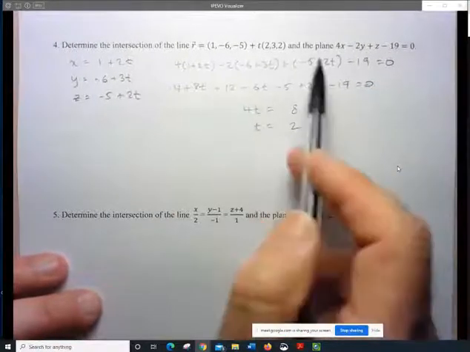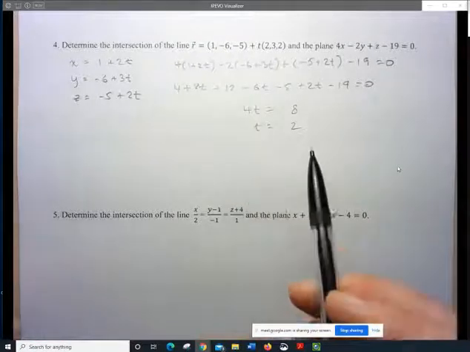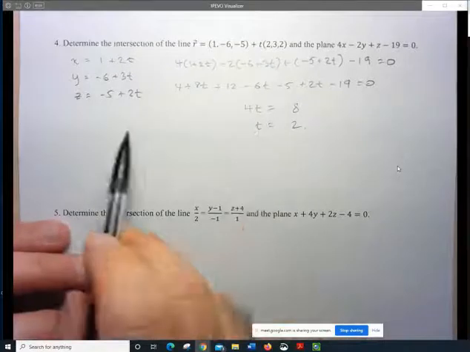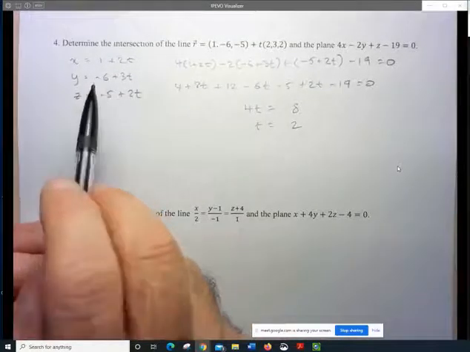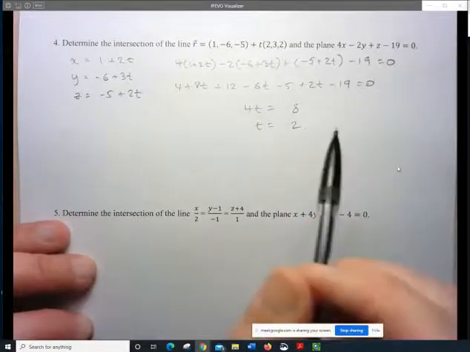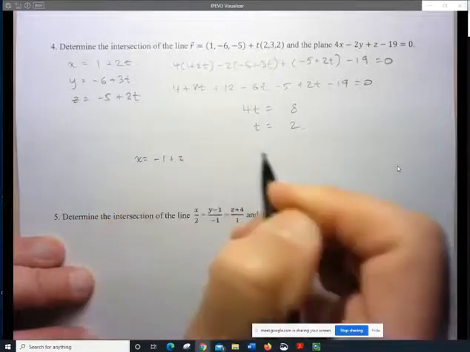So the fact that this equation has a single solution for t seems to indicate that there's one point of intersection. And of course, what am I going to do with this t equals 2? What's the easiest way to get my point now? Just use a different point. Yeah, I'm going to plug it into my parametric equation. And then if I want, I could take that point and make sure it's also on the plane.